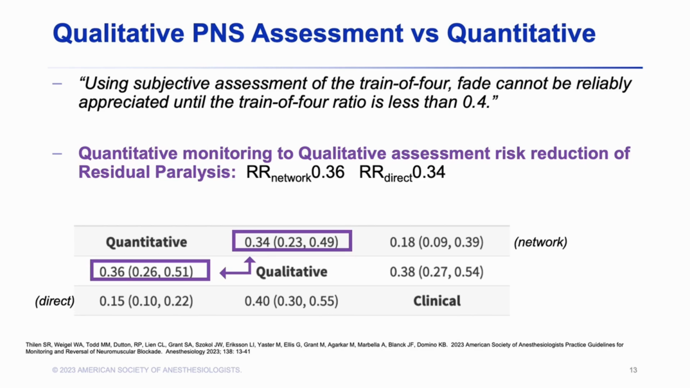So what I have written out there is qualitative assessment versus quantitative. And this is the relative risk of residual paralysis if you use quantitative monitoring versus qualitative. So relative risk is 0.34 or 0.36, depending on whether it's a network analysis or direct analysis. Unfortunately, I put those in the wrong place. That little parentheses network should be where the direct is, and the direct should be the other way. The direct is the upper right, the network is the lower left.